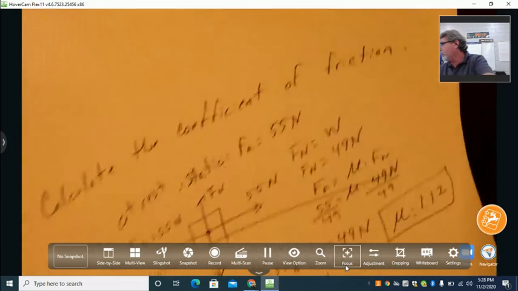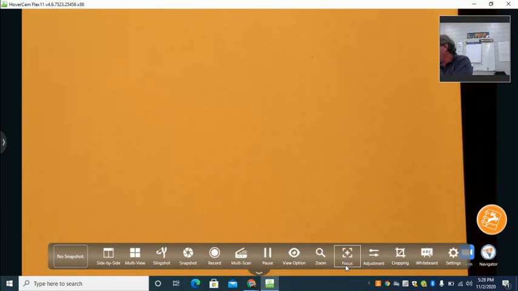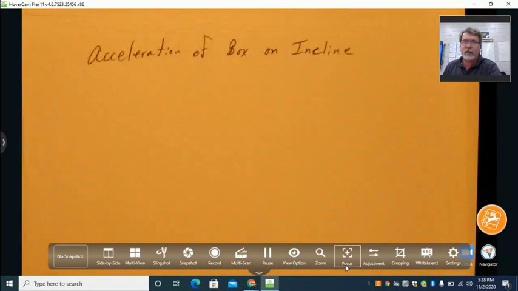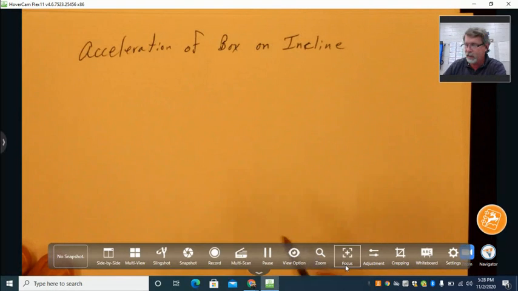All right, good deal. So let's now look at the acceleration of a box on an incline, okay? Calculate the acceleration of a box on an incline, all right?